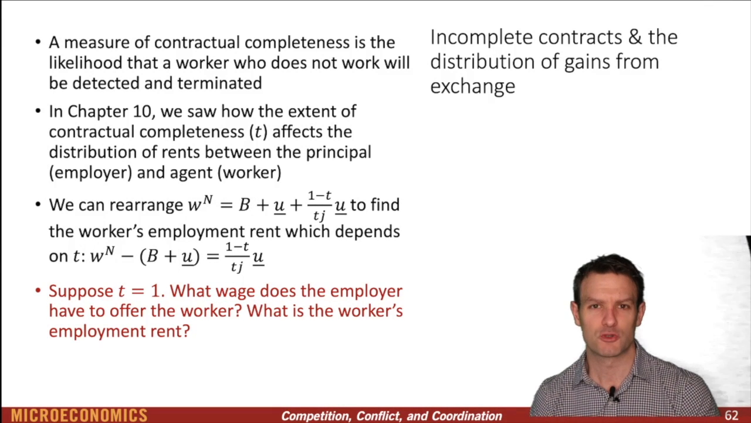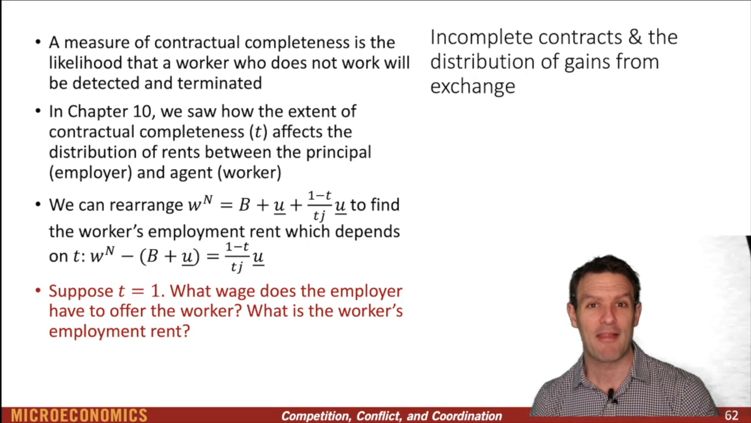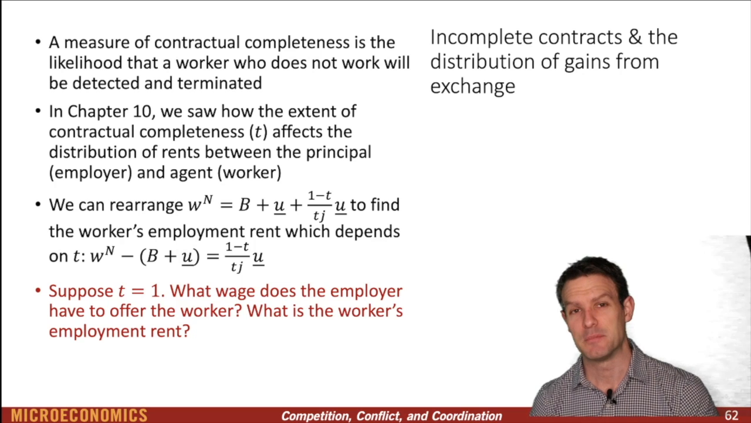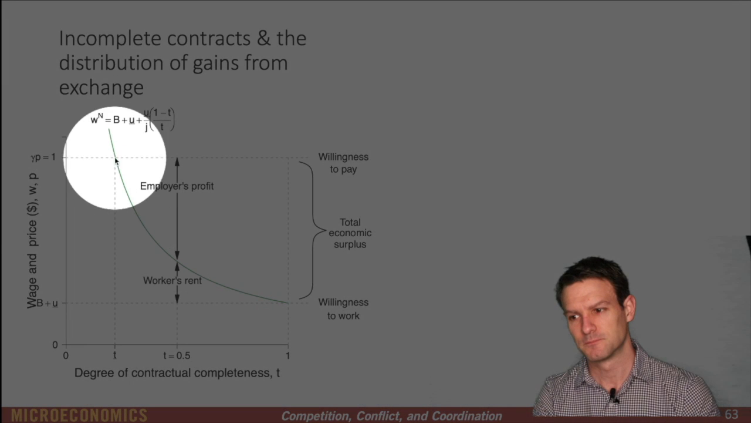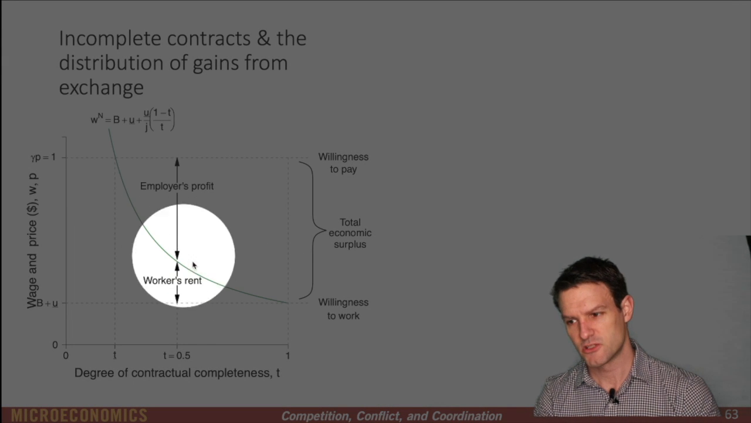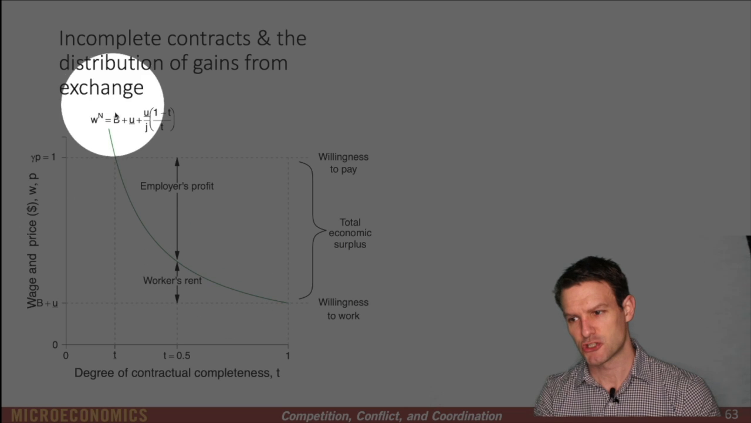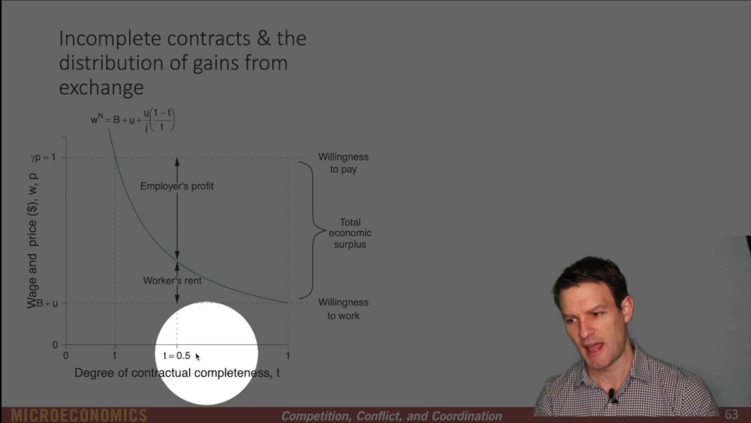Why? When T equals 1, we basically have a complete contract. What does the employer do in that case? They keep the worker at their participation constraint, which in this context would be B plus U. Okay, so let's look at this here. We've got the downward sloping wage offer as a function of T, which is along the horizontal axis here.